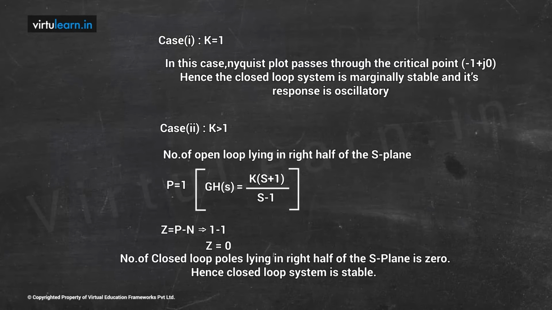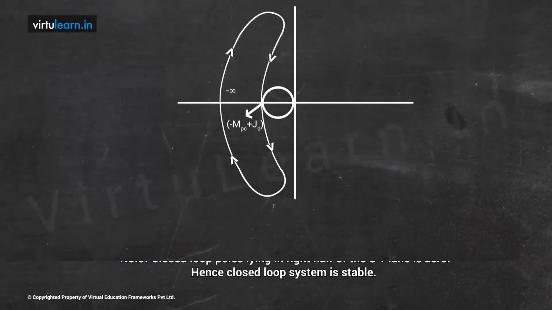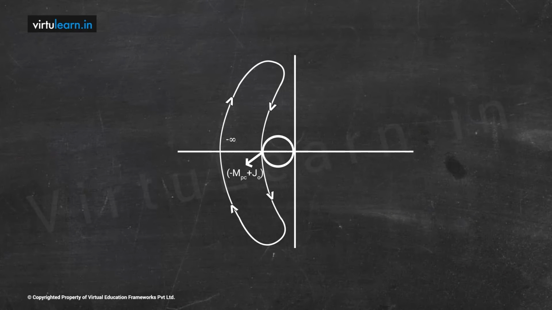The second case, when K is greater than 1. It is very clear the critical point will be thrown inside the first circle. So now the critical point is inside. Then how to find the number of encirclements? To find the number of encirclements, you draw a line from the critical point towards the left direction. If you do that, there are 3 intersections of the Nyquist plot. Let us call them A, B, C, the 3 intersections.